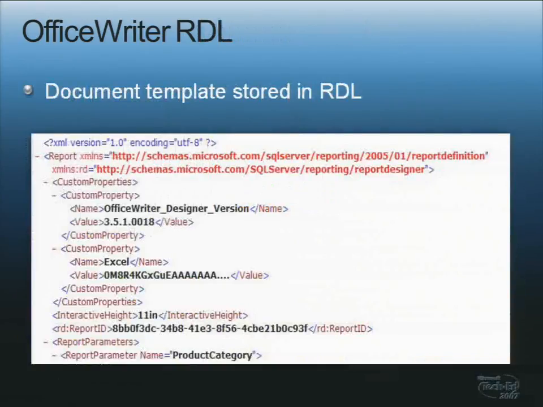So here's a brief look at Office Writer RDL. So here you see this is where the document file is actually stored. It's encoded as a base 64 string, and it's crammed into the RDL file in the custom section. And like I said before, when you render it, Office Writer looks at this custom section, deserializes the file, and since Office Writer understands the file on the server, you get the data merged with the document.